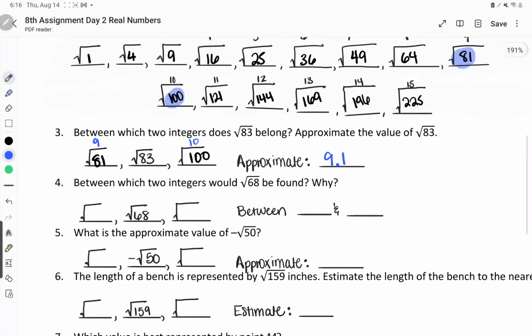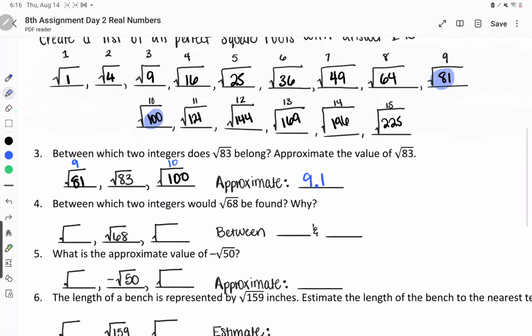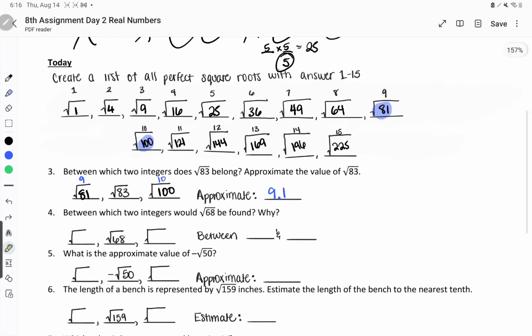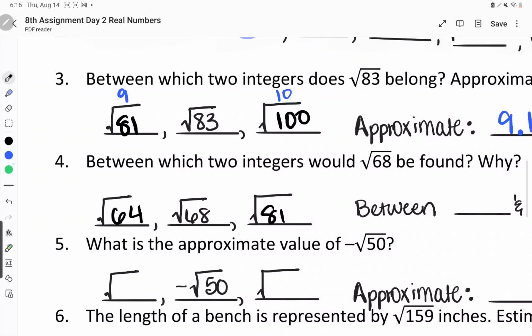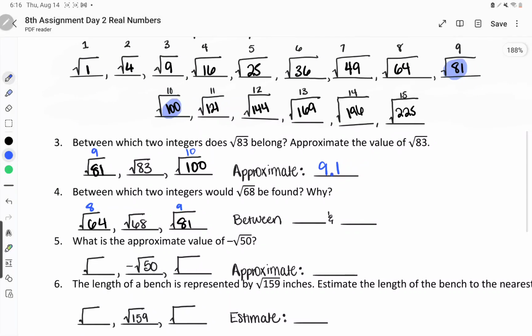This one says, between which two integers would the square root of 68 be found? Oh, goodness. For this one, we're going to say, okay, 68 is in between what two numbers? 64 and 81. The square root of 64 is 8 because 8 times 8 gives me 64, and the square root of 81 is 9. So I know it's going to be 8 point something because it falls in between 8 and, oh wait, sorry, we're not approximating. All right, it's between 8 and 9.